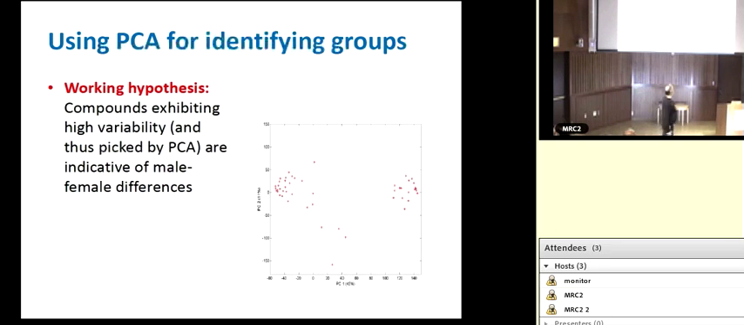So the question is, suppose that you get this picture and of course you have the raw data, how can you tease out all these differences reflected in the PCA plot?